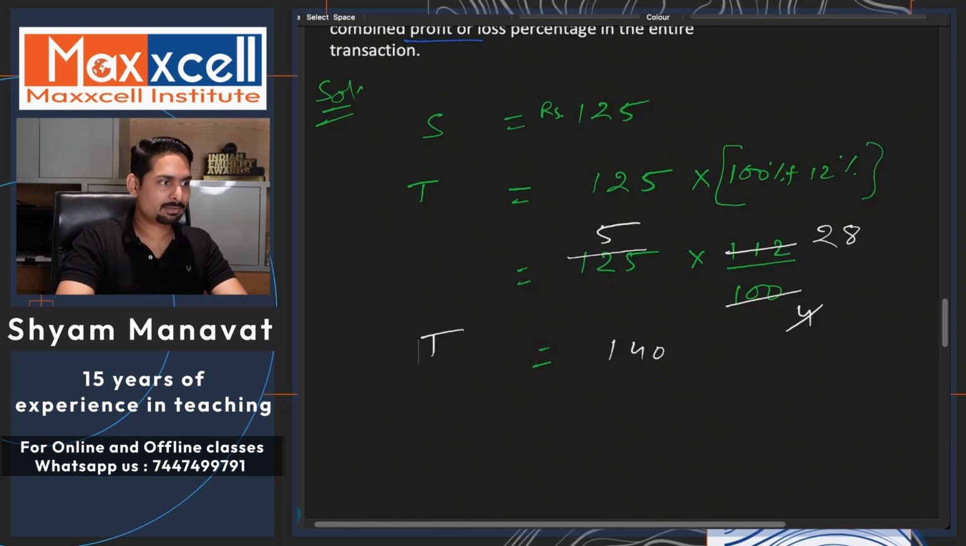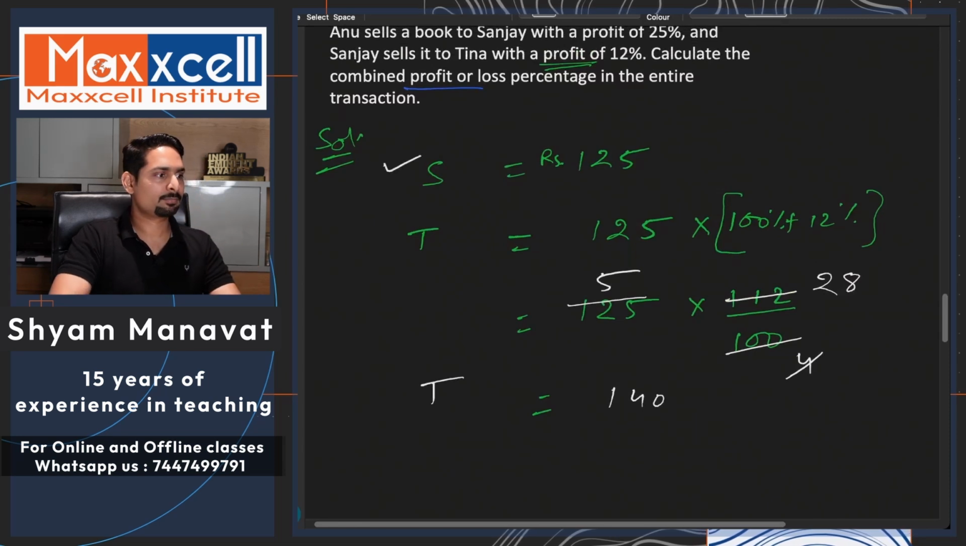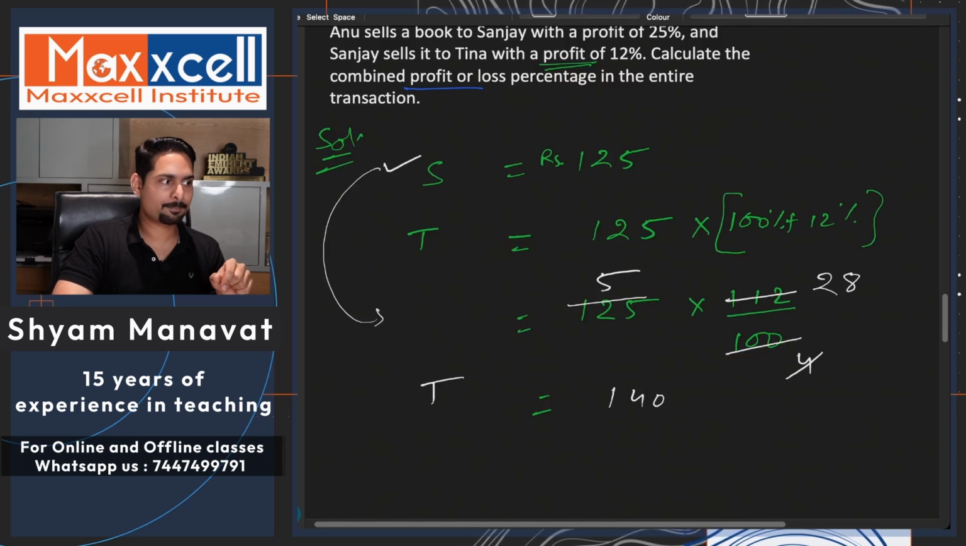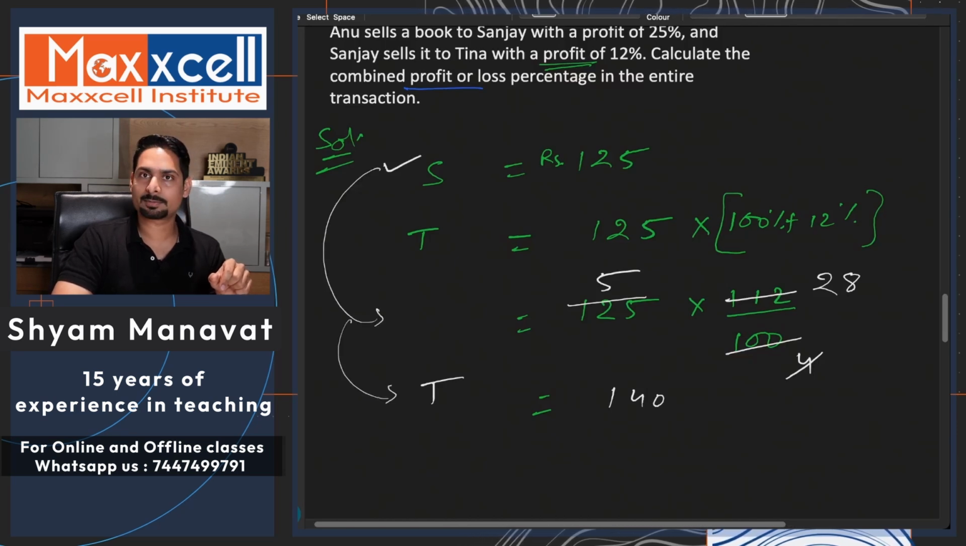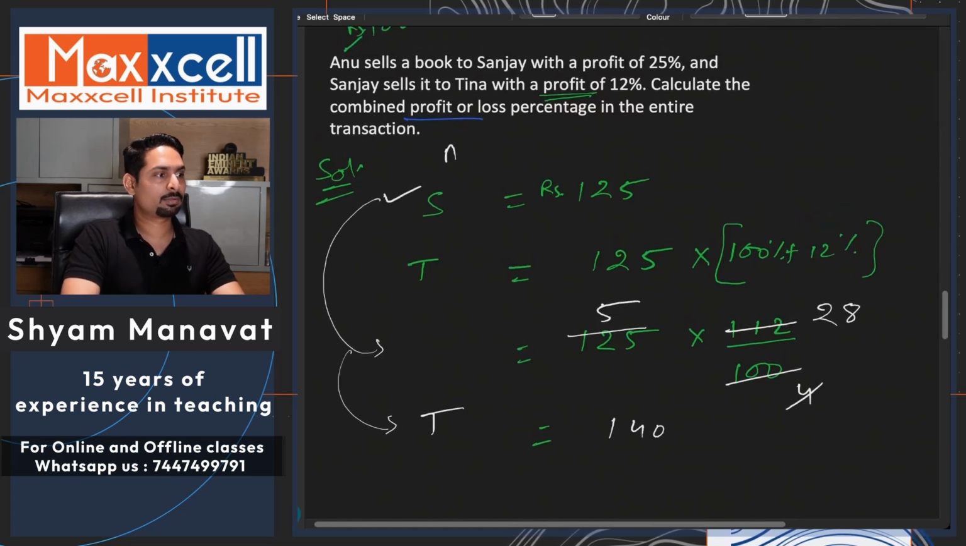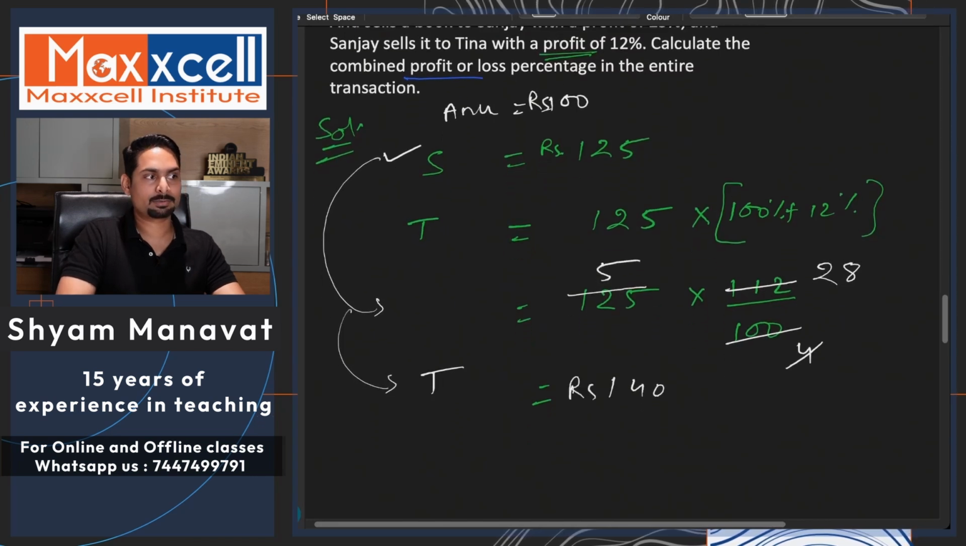Actually you can solve this in 3 steps. First, this we can directly write. For Tina, for this you need to do the calculation. So from here you come to this step directly, and after calculation you have got this, right? Now you can say that it started from Anu, who paid rupees 100, and Tina at the end paid how much? 140.